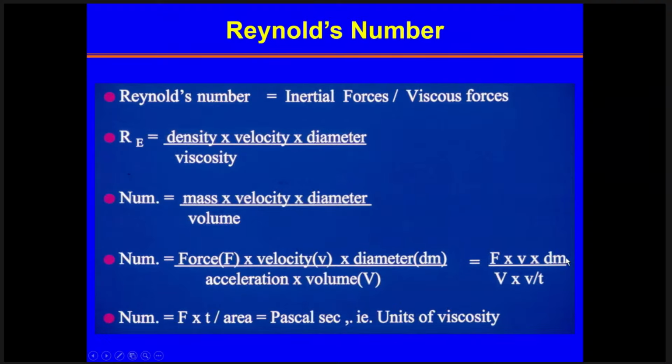You have a distance in the numerator and you have a volume in the denominator. So when you reduce these, it becomes area. And so you now have force divided by area multiplied by time. That is Pascal second, the same units as those of viscosity.